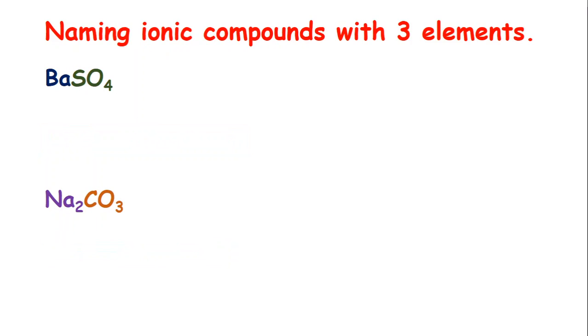Now we're going to look at ionic compounds with three elements. All of the compounds we looked at so far only had two elements. So we're going to start with BaSO4. We start like we did before. We take the periodic table and we find the element with the symbol Ba, which is barium.